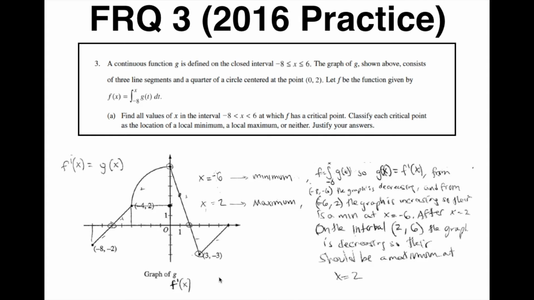Student B did roughly the same, so I'm not going to go on that forever. They first wrote that g of x equals f prime of x, which is great, and that allowed them to identify x equals -6 and x equals 2, and they found that it's a minimum and a maximum. But unfortunately for this student, their explanation, their justification is not okay for AP Calculus AB.